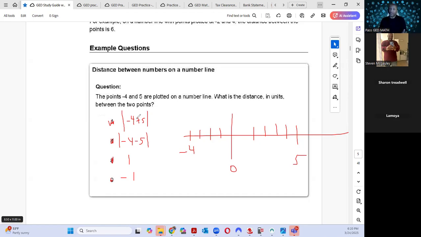So let's try it out. -4 plus 5 is +1. So the absolute value of 1 is 1. So we know it's not A. Okay.